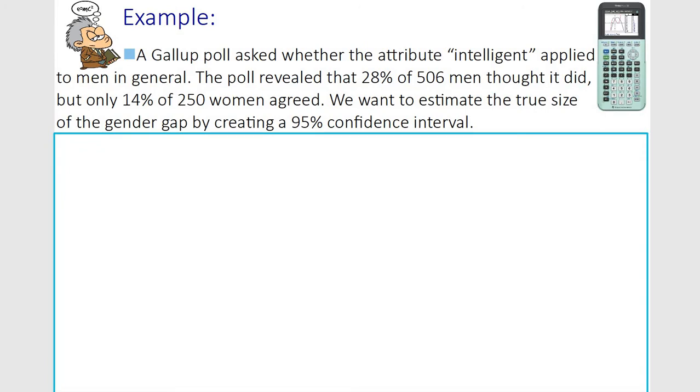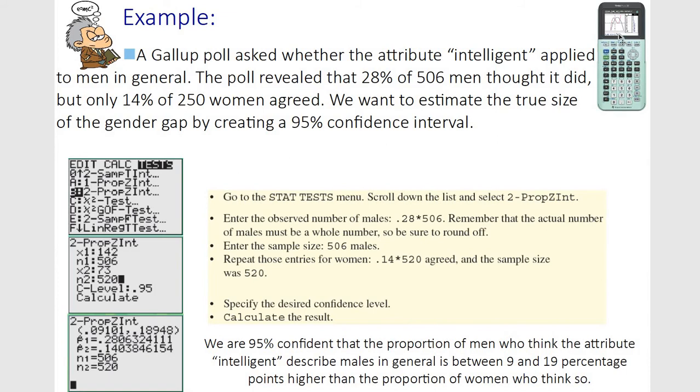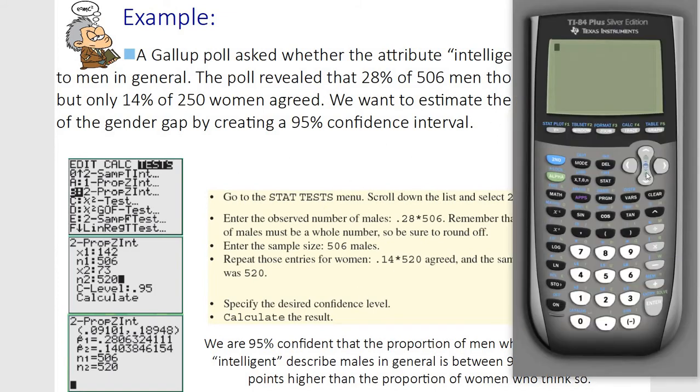All right, let's do another example, but this time we're going to do it on our calculator. So this one asked whether they attribute intelligent applied to men in general. So what did men and women think about that? So we can go to our calculator. Let me pull that up. We want to go to Stat, Tests, go down to 2 proportion z-interval.